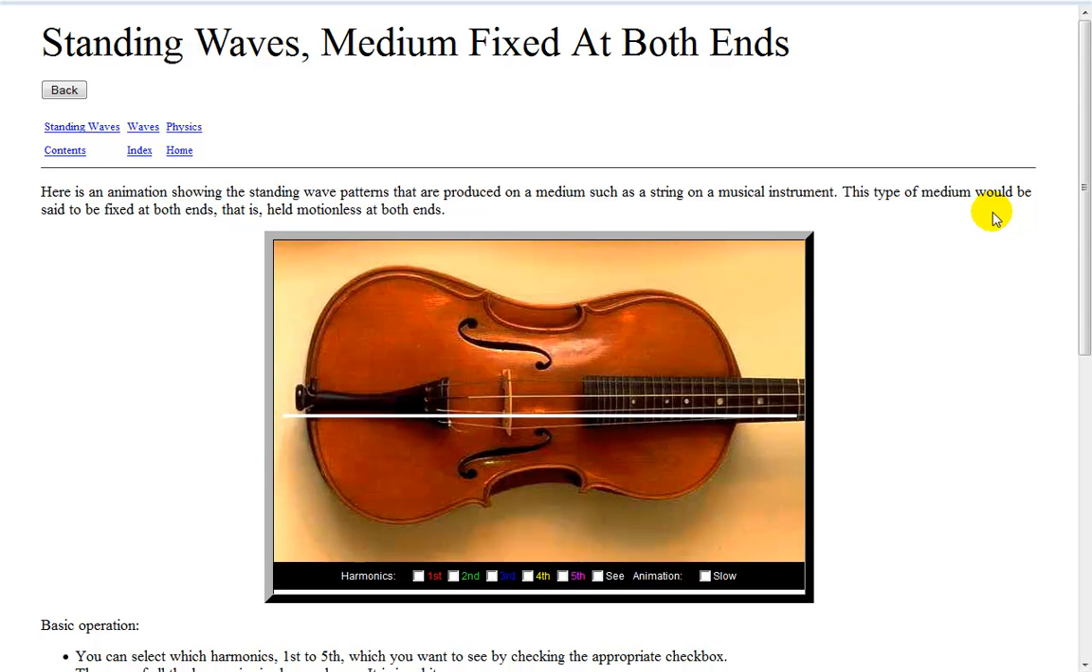When you pluck a string, like on a violin or a guitar, or you draw a bow across it, you get this system shaking. On a fixed end system, since the ends can't move, we're going to have what's called a node. And in the middle, the easiest way you can shake it is the first harmonic with one antinode.